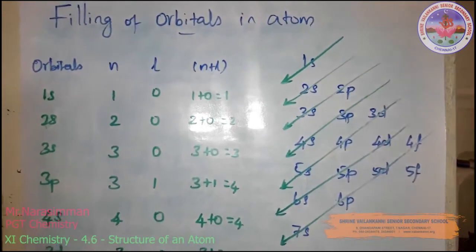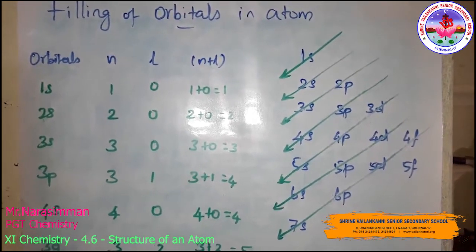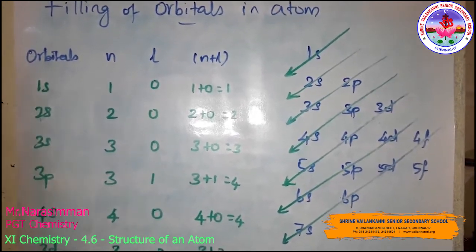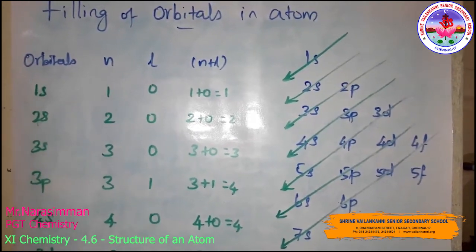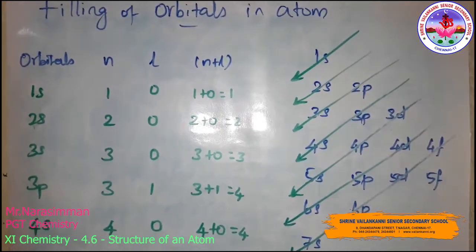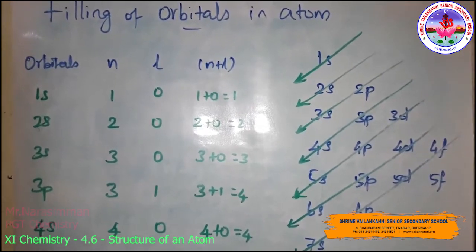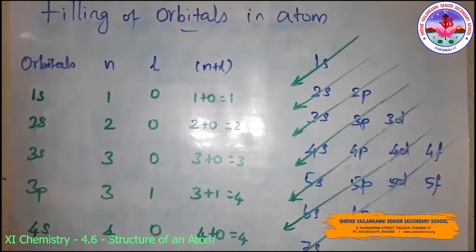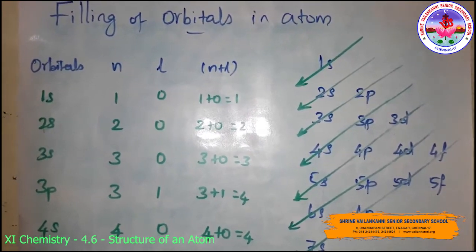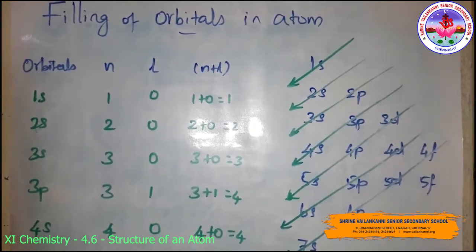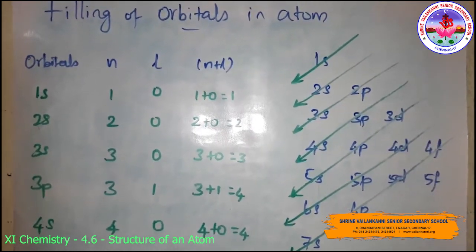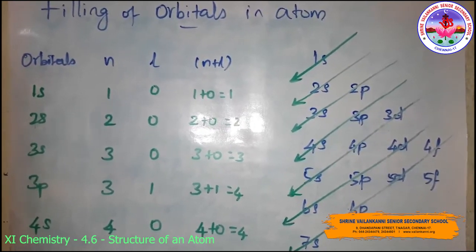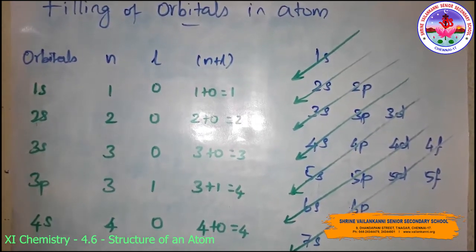The filling of electrons into orbitals of different atoms takes place according to the Aufbau principle, which is based on the Pauli exclusion principle, Hund's rule of maximum multiplicity, and the relative energies of the orbitals. First, the Aufbau principle. Aufbau is a German word meaning building up. The building up of the orbitals means the filling of the orbitals with electrons.